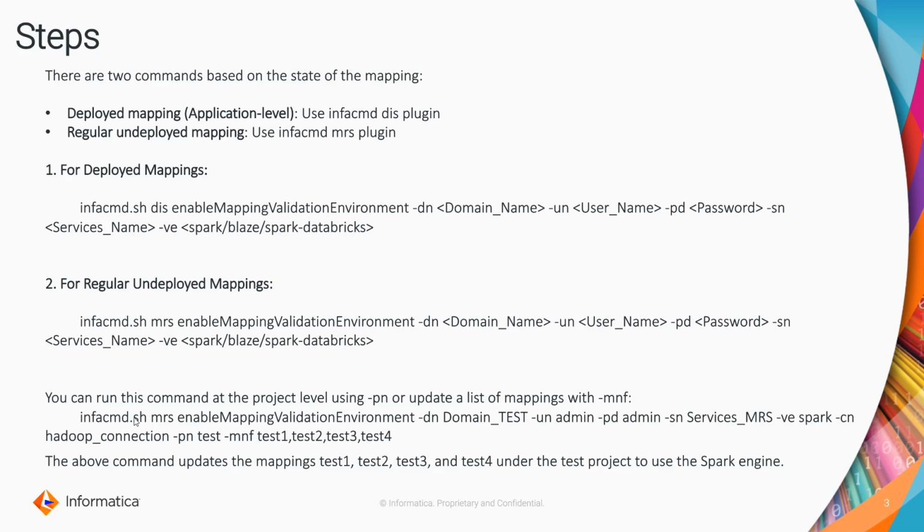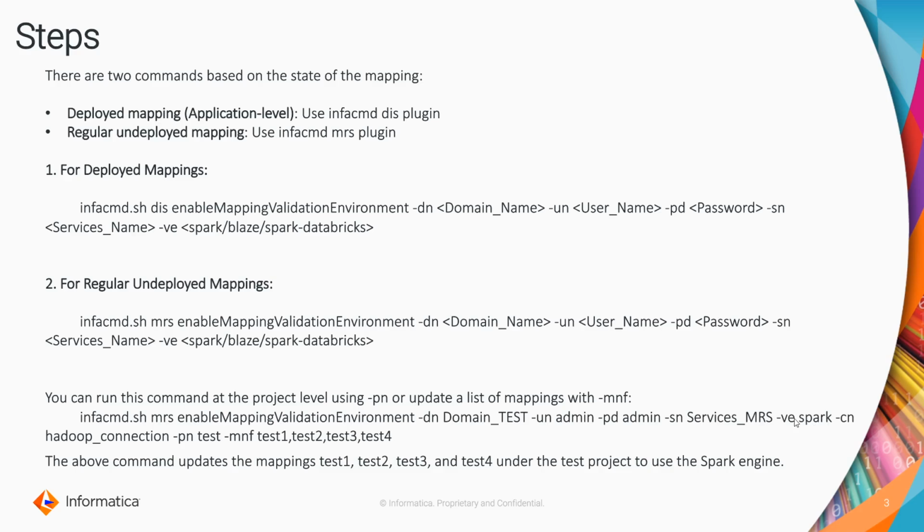So this is the infacmd command. This is for the undeployed regular mapping, that is infacmd.sh mrs enable mapping validation -dn, where you specify the domain name. -un is the username and -pd is the password of the admin console, and -sn is the service name. If it is a regular undeployed mapping, then you need to update the mrs name. If it is a deployed mapping as a part of an application, then update the dis name here.